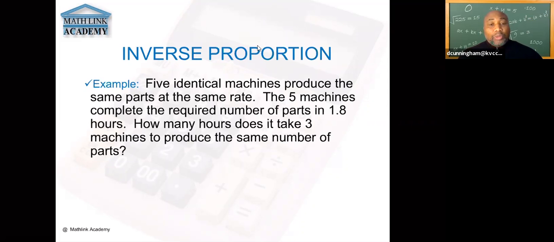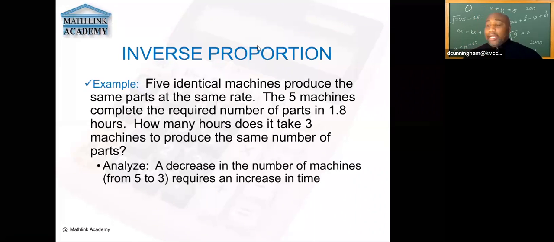So as we look at that last statement, that question, if we have 3 machines, what will happen? Well, you've got to think, is it directly or indirectly? So with 3 machines, in this case, we analyze a decrease in the number of machines from 5 to 3 requires an increase in time.